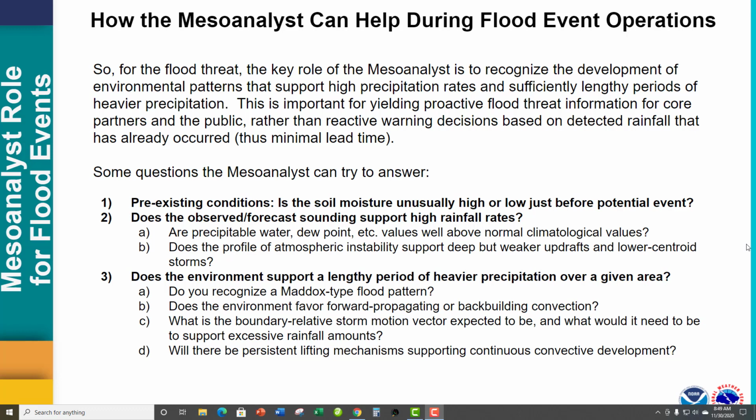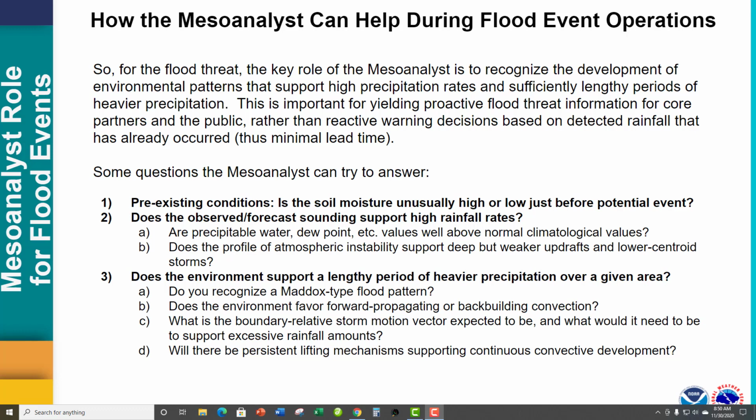So let's think for a moment about how the mesoanalyst can play a role during potential flood events. The key role of the mesoanalyst is to recognize the development of environmental patterns that support both high precipitation rates and sufficiently lengthy periods of heavier precipitation. This is important for yielding proactive flood threat information for Corps partners and the public, rather than reactive warning decisions based on detected rainfall that has already occurred, thus minimal lead time.